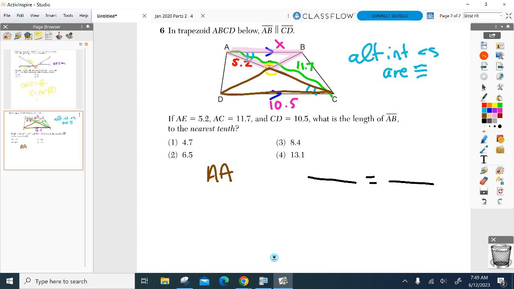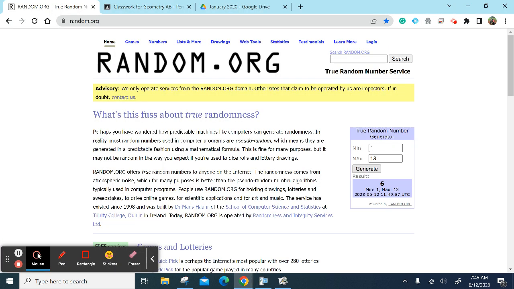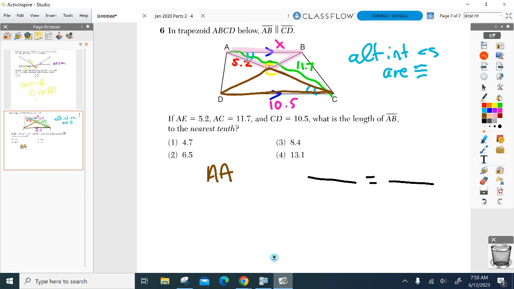Now this is a very easy problem because the sides aren't that tough to match up, I think. Give me a side in one of the triangles so I can match it up. 10.5, that's in the brown one. And that matches up with what side in the pink one? X. Yep.